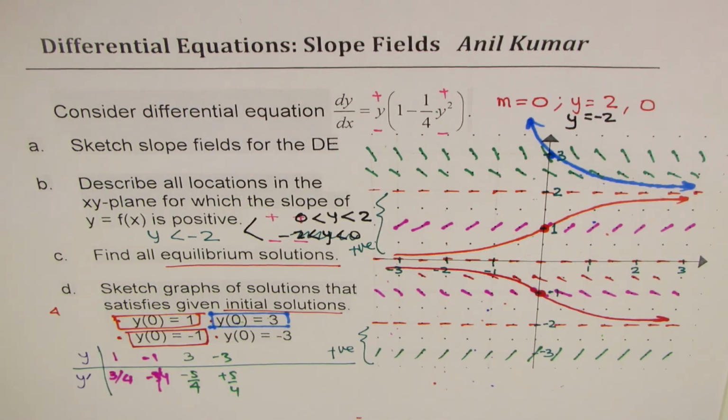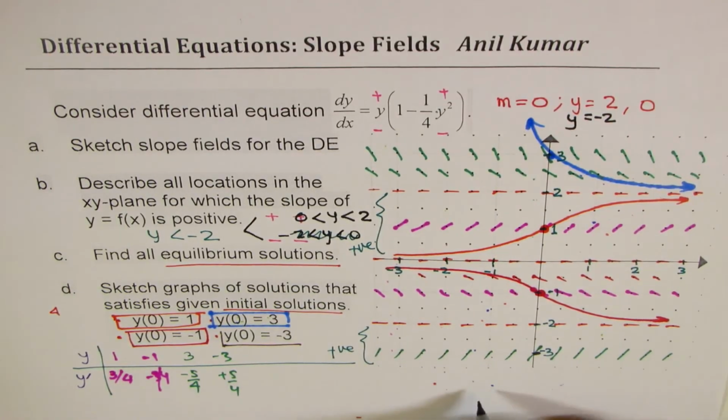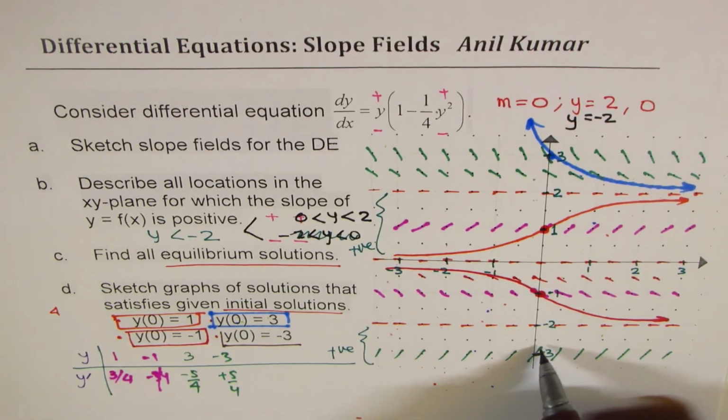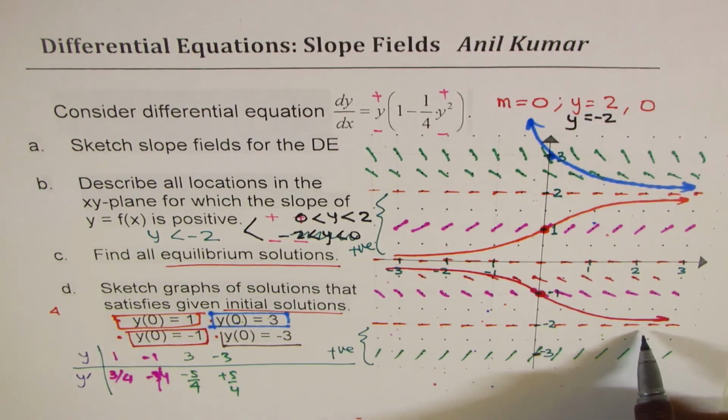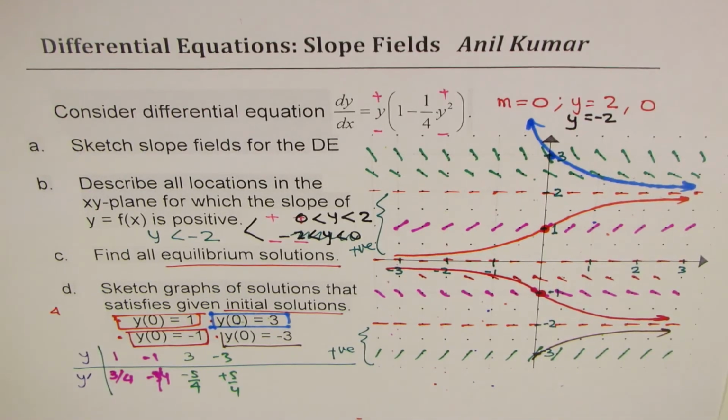The last graph here is when the point is (0, -3). That means here all these slopes are positive. It is a rising curve and it rises to the equilibrium position of -2. So it's kind of like this. So that is how you could get particular solutions when an initial condition is given to you.